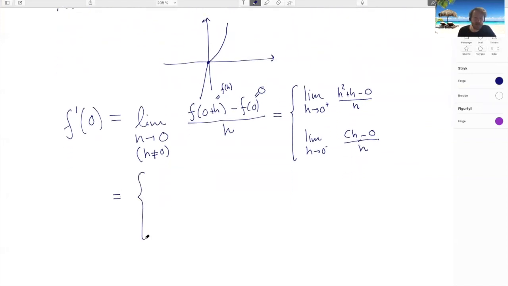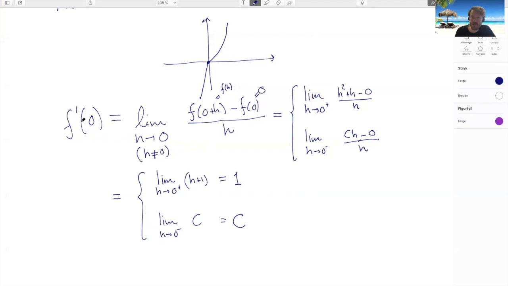Continuing like this, what am I getting? Here, h goes to 0 from the positive side, and I don't care about the 0. Now I can cancel h in a bunch of places here, so I get h plus 1. And down here, again, I don't care about the 0, so now I can cancel these h's, so I'm getting just c here. And of course here, when I compute the limit, I'm getting a 1. And here, when I compute the limit, I'm getting a c.